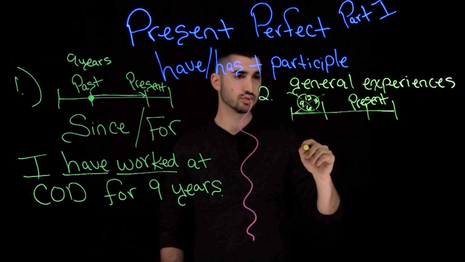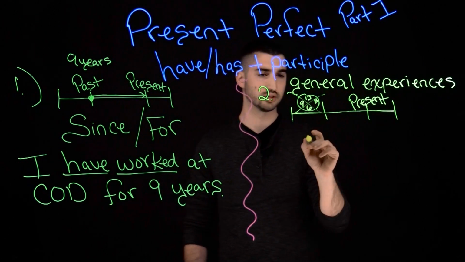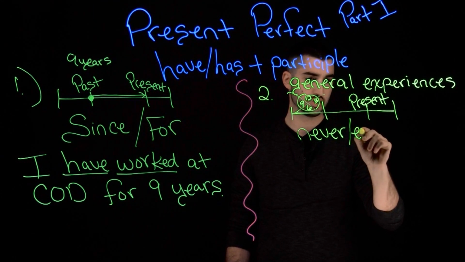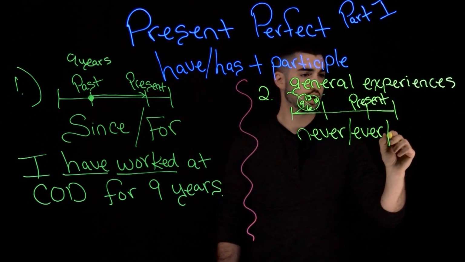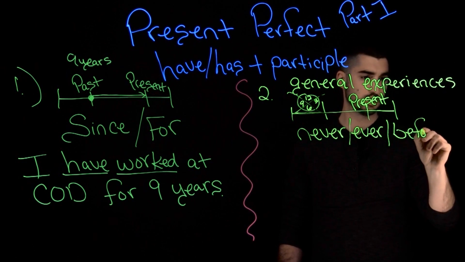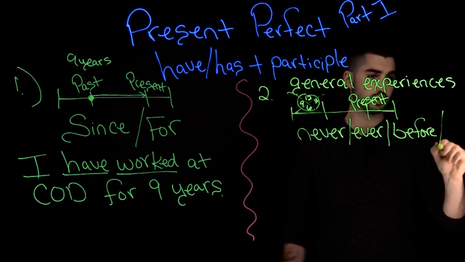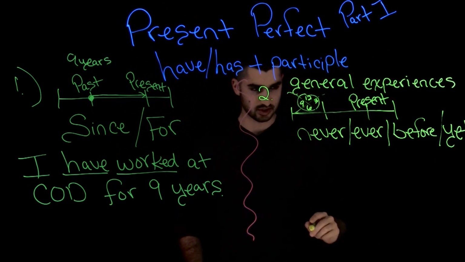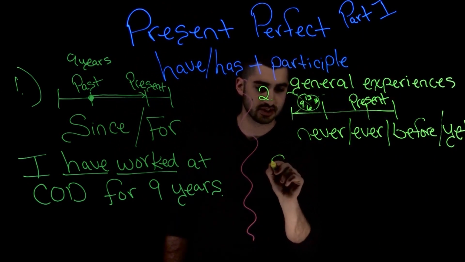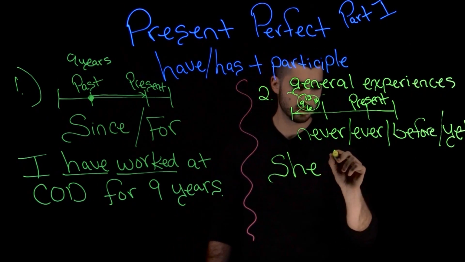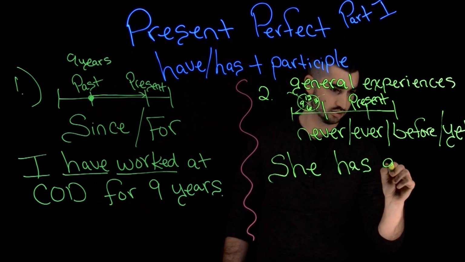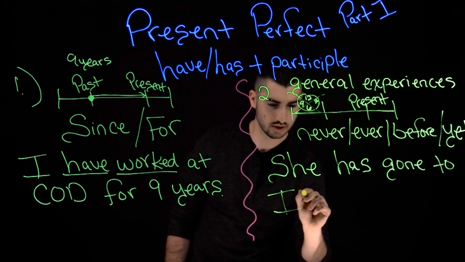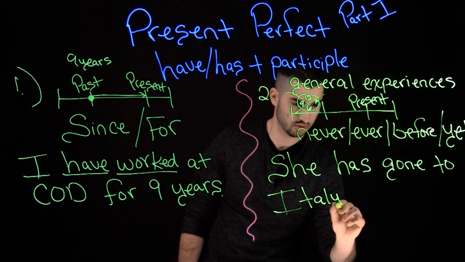And there's also some signal words to use when talking about general experiences. Some of the popular ones are never, ever, before, and yet. So I'm going to give you a quick little sentence here using this. And I'm going to say, she has gone to Italy before.